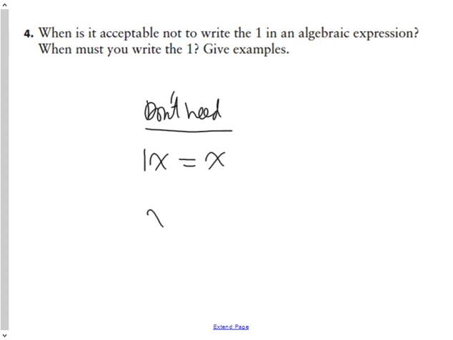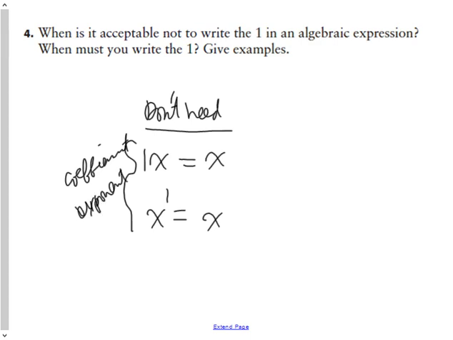And if it's an exponent of 1, we don't really define it as being an exponent of 1. We just simply say x. So the two times you don't need to write a 1 is as a coefficient or as an exponent. Coefficient or exponent. When do you need it? You need to write a 1 if it is a constant term, like a plus 1 or a minus 1.